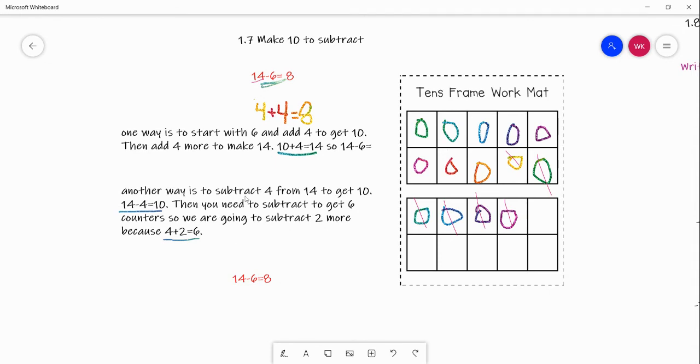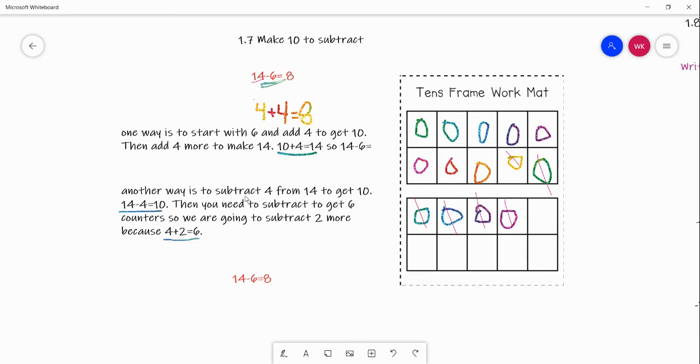We are going to start by subtracting 4 from 14. So you're going to use that bigger add-in, that bigger number, and you're going to make 10 from it. So if you had 15, you would subtract 5 because you're trying to get 10. So first we're going to subtract 4 from 14 to get 10. Now we have 10. Then we are going to subtract to get the number 6, because that is one of our add-ins. So right now we have 4 counters crossed off.